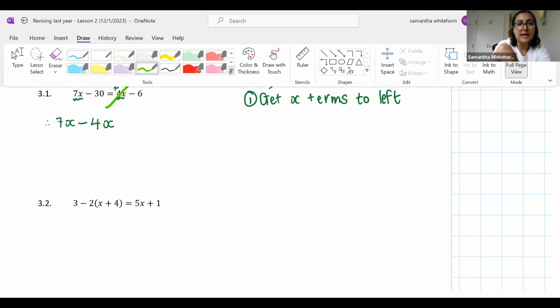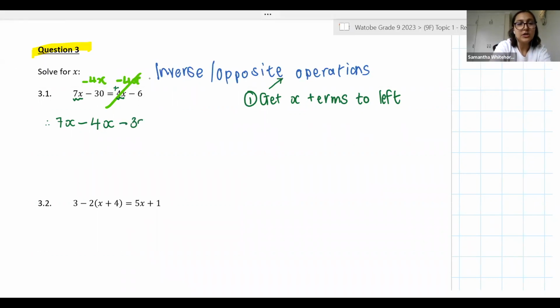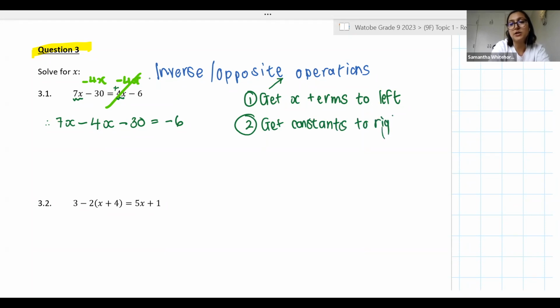So I've now got my x terms on the left. I still got the negative 30 on the left, and I've got equals negative 6. So we're heading into a situation where we've got x terms on the left. The next thing I want to do is get my constants, and remember we know that constants are terms without a variable, to the right-hand side of my equation.